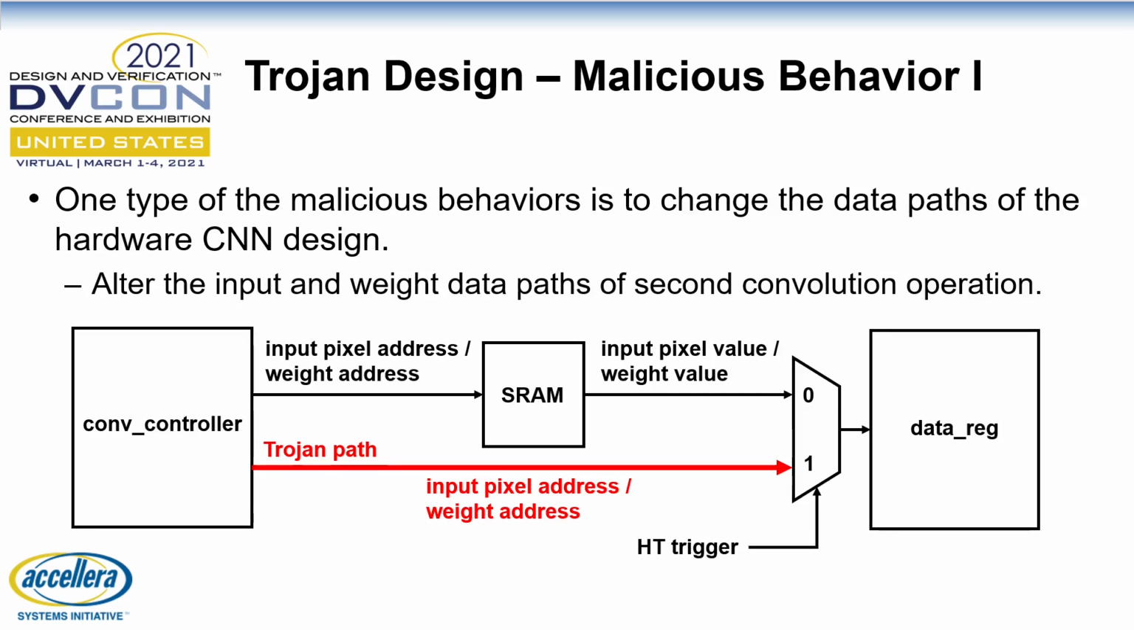Next, we will discuss our two malicious behavior designs. The first type of our malicious behavior design is changing input data paths and weight paths of convolution operation, which will lead to incorrect results. In the original data flow of convolution data, such as input pixel value or weight value, the convolution controller will send an address of convolution data to SRAM. And SRAM will output the data according to the address to the data register, which is the data buffer of convolution. The Trojan here is to replace the convolution data with the address of convolution data. Therefore, the convolution result will be wrong.